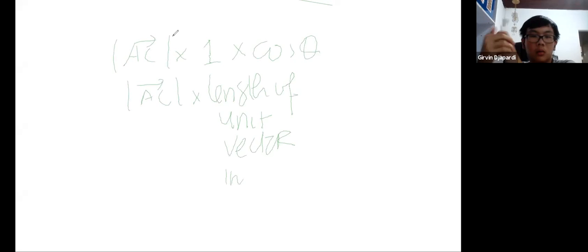So just now we were stuck at the length of AC times what? Times 1, right? Times 1 times cos theta. So 1 is the length of what? 1 is the length of the unit vector, right? In the direction of what? AB. In the direction of AB, right?